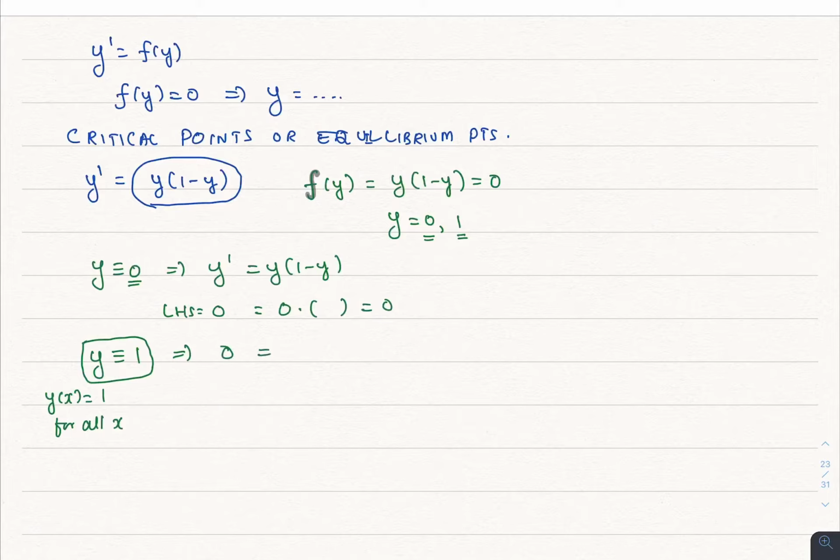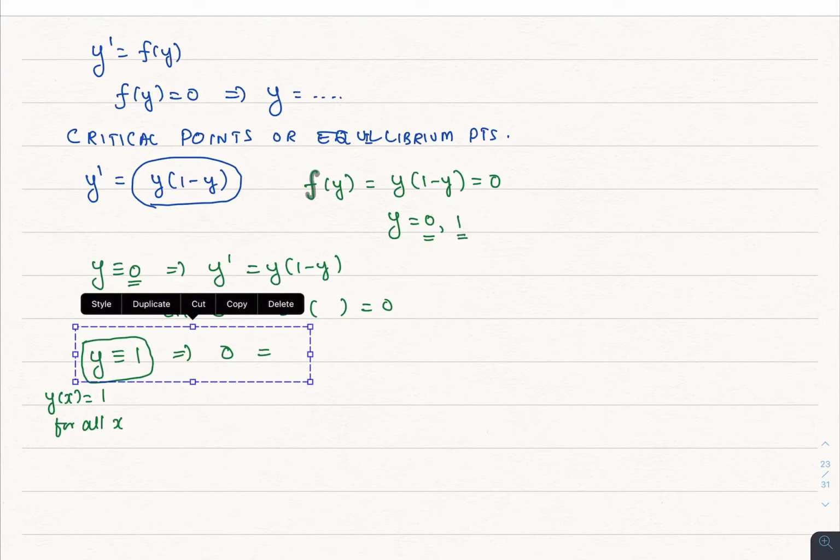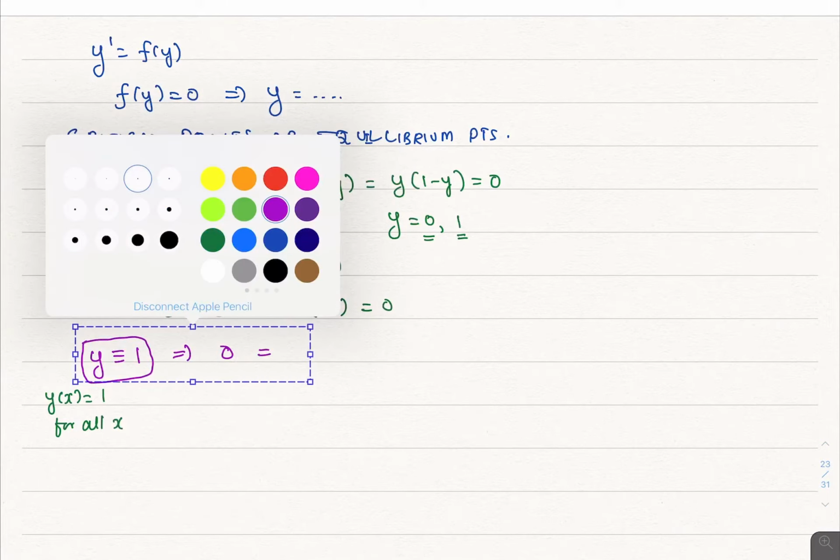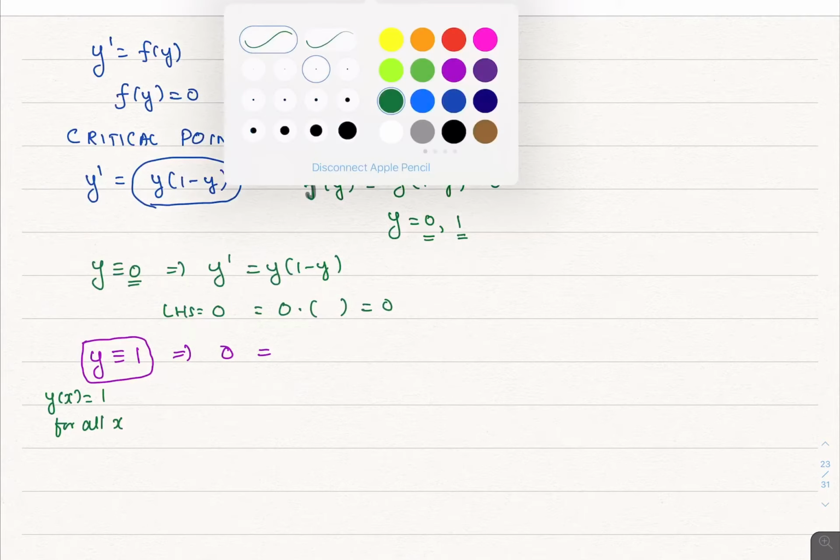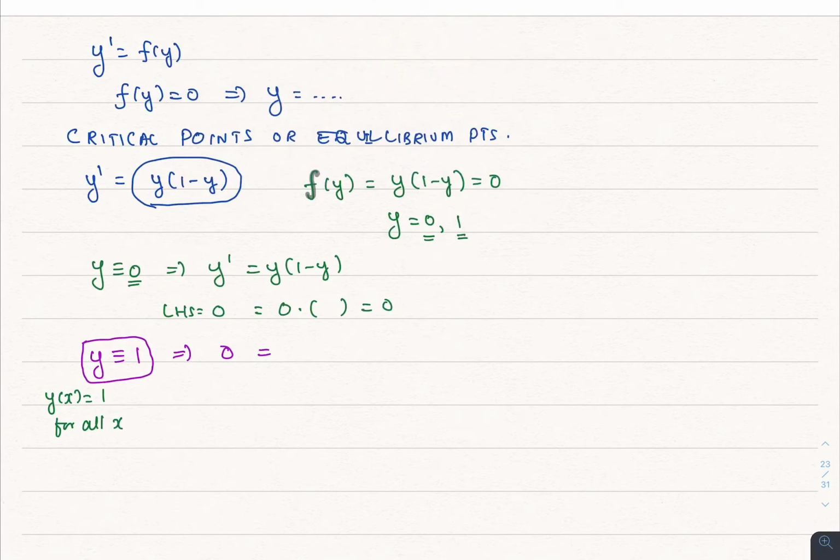And the left-hand side, let me change the color so you can see it better and don't confuse this with the other one. So the left-hand side is 0, because the derivative of the constant function is 0. The right-hand side is 1 times 1 minus 1, which is 0. So therefore, that's a solution. So these are not only points, they are also solutions.